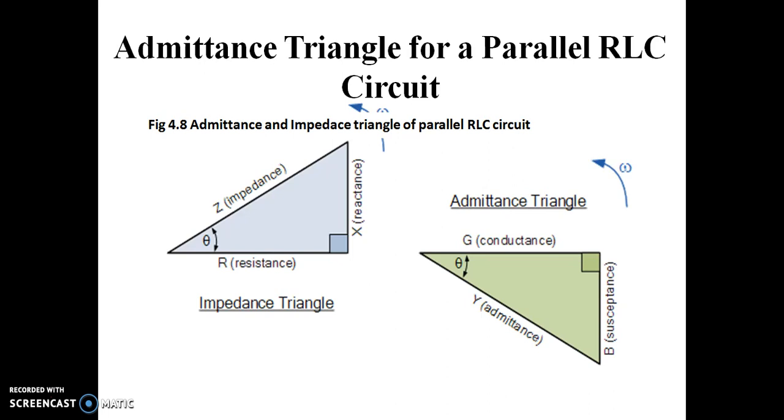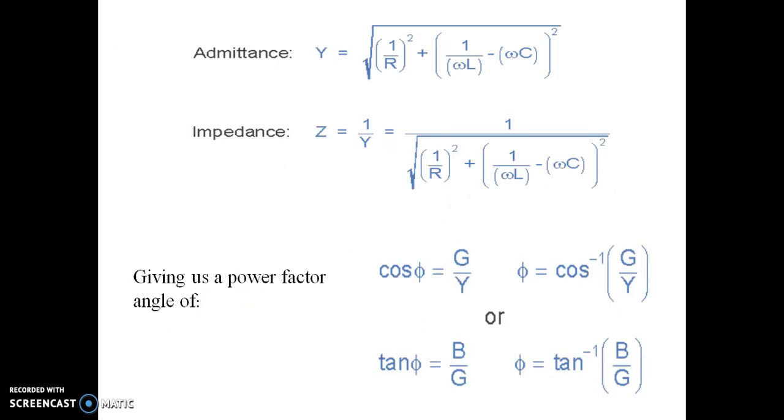By taking the inverse, for drawing the admittance triangle, we have taken the conductance as the reference and we have drawn susceptance accordingly, and we have got the admittance vector. So admittance Y is equal to root over 1 by R square plus (1 by omega L minus omega C) whole square. Impedance, which is the inverse of admittance, is equal to 1 by Y. The power factor cos phi is given by G by Y, and tan phi is equal to B by G.